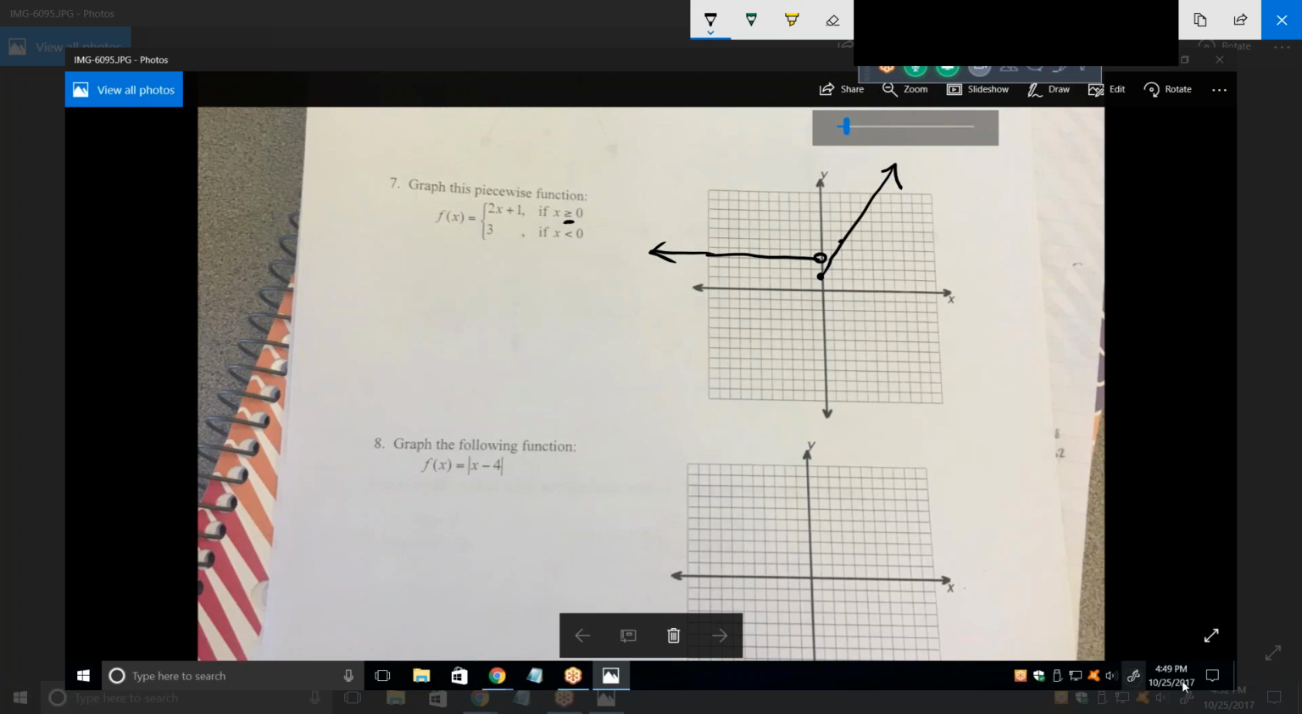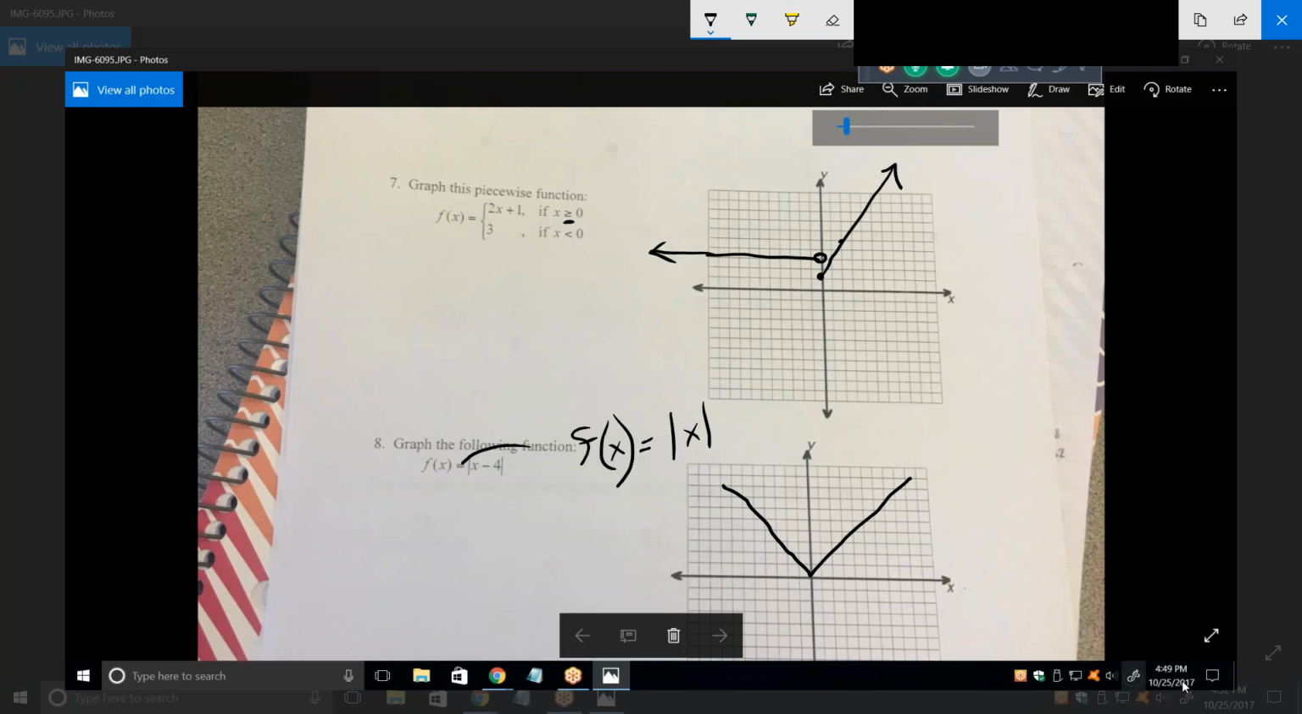Okay. Let's look at 8. Graph the following function: the absolute value of x minus 4. The easiest way to graph this is to know what the parent function looks like. What's the parent function? Just f of x, I think. Absolute value of x, which looks like this. Absolute value functions look like these. To the left of the y-axis, this has a slope of -1. To the right, it has a slope of +1.